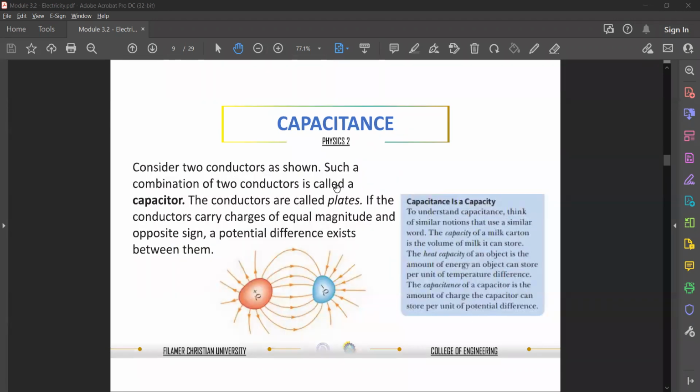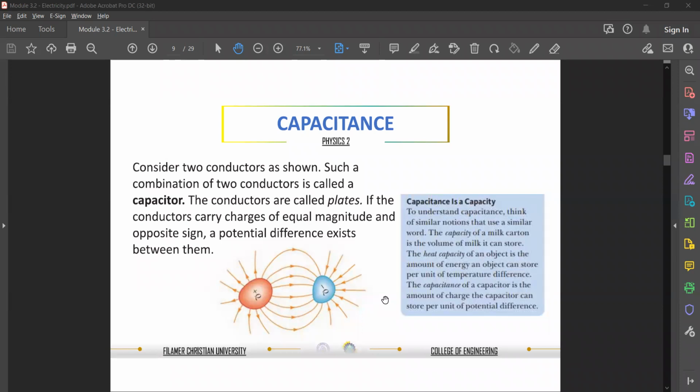So, consider two conductors as shown. So, meron tayong positively and negatively charged. Such a combination of two conductors is what we call a capacitor, and the conductors are called plates. If the conductors carry charges of equal magnitude and opposite sign, a potential difference exists between them. So anong capacitance na tawag natin? Capacitance came from the word capacity.